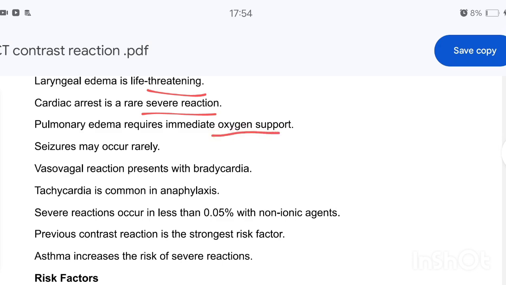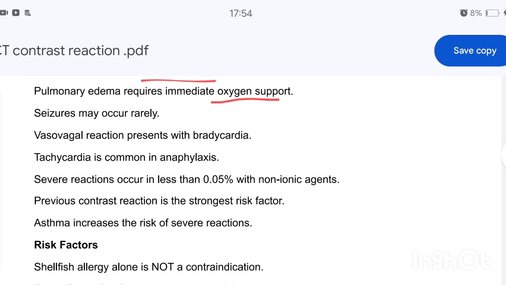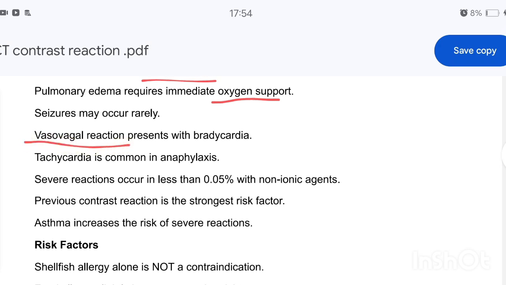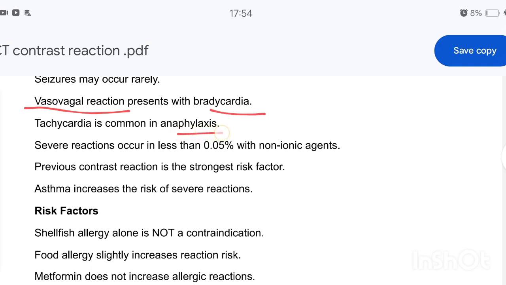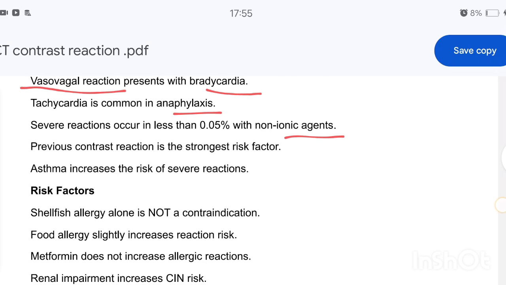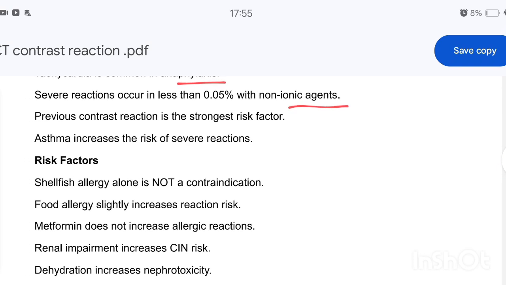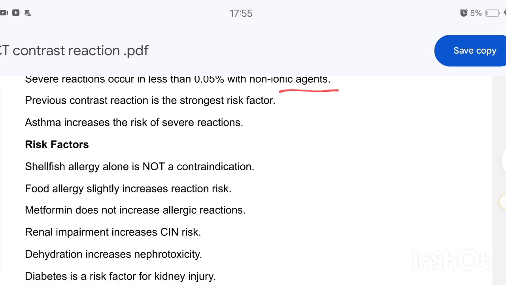Seizures may occur rarely. Vasovagal reaction presents with bradycardia. Tachycardia is common in anaphylaxis. Severe reactions occur in less than 0.05% of non-ionic contrast agent use. Previous contrast reaction is the strongest risk factor. Asthma increases the risk of severe reaction. Risk factors.